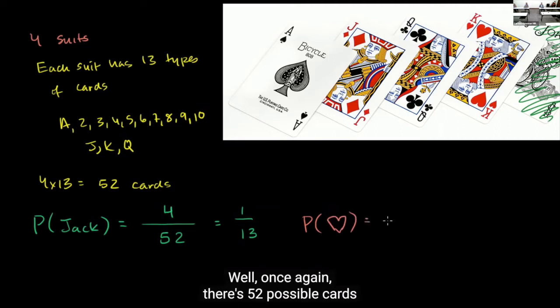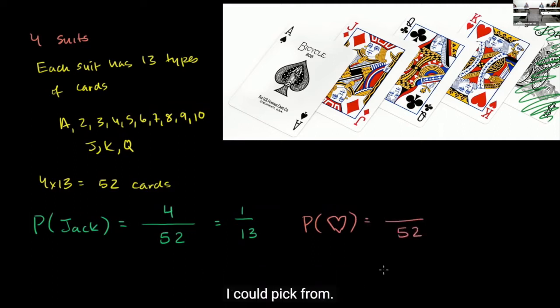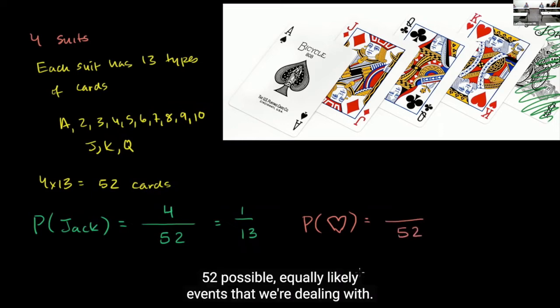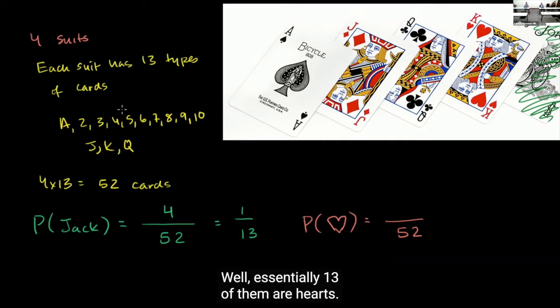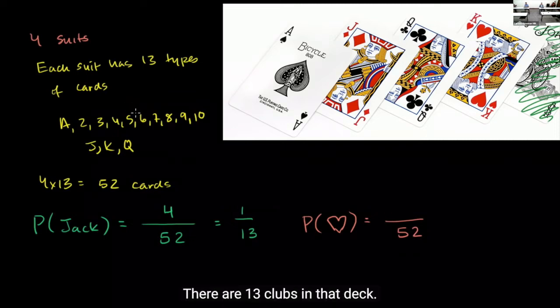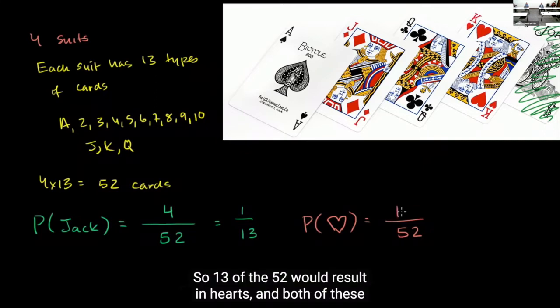Well, once again, there's 52 possible cards I could pick from, 52 possible equally likely events that we're dealing with. And how many of those are hearts? Well, essentially 13 of them are hearts. For each of those suits, you have 13 types. So there are 13 hearts in that deck. There are 13 diamonds in that deck. There are 13 spades in that deck. There are 13 clubs in that deck. So 13 of the 52 would result in hearts.